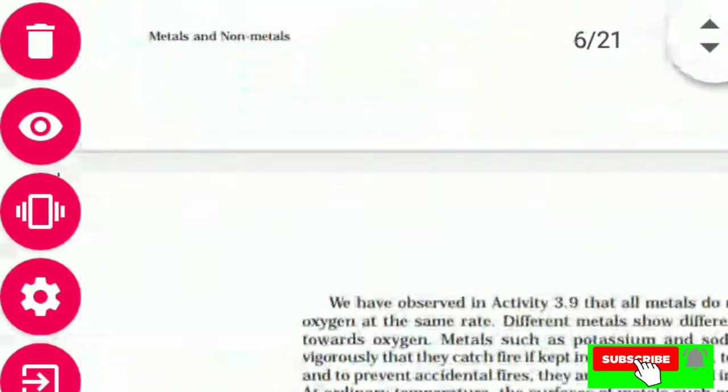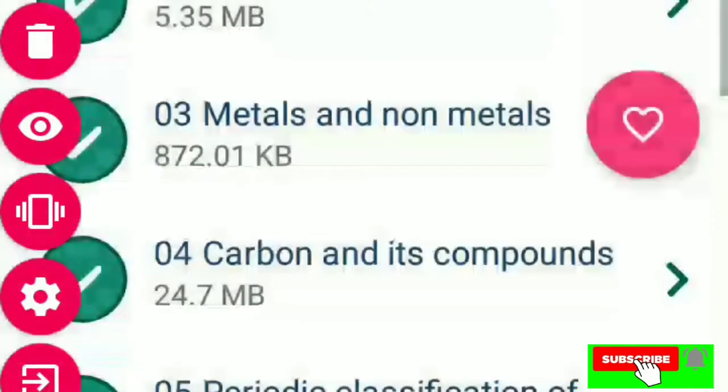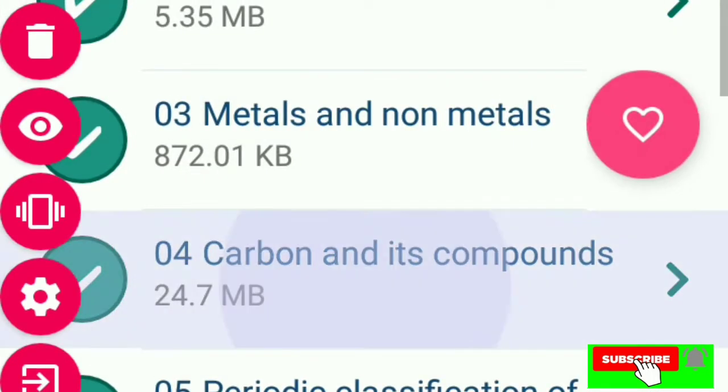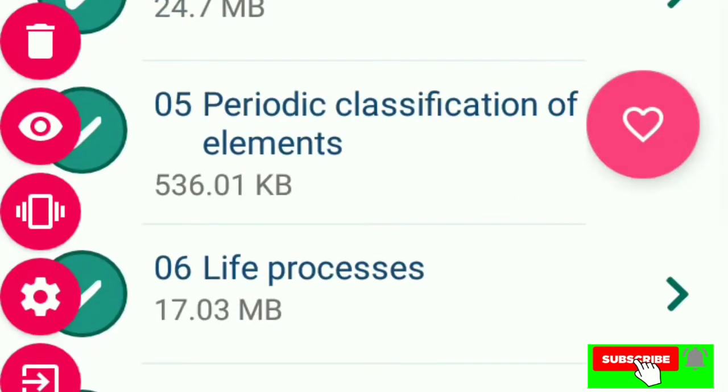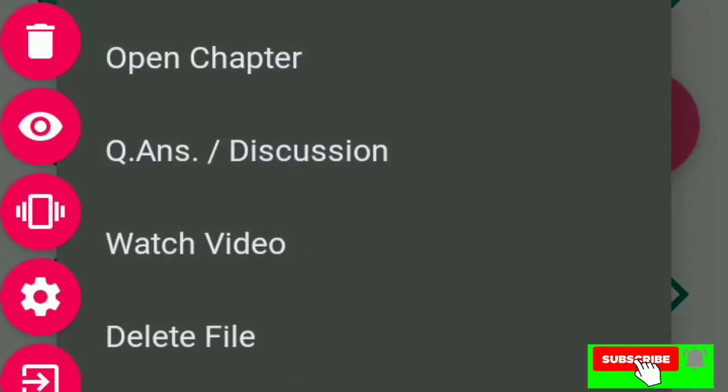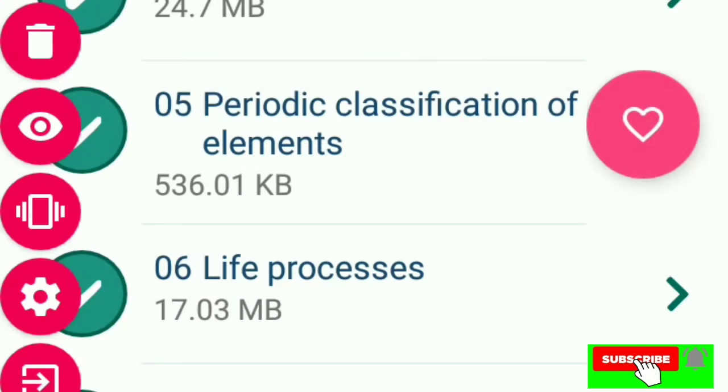Then there is carbon. It is taking time, so once it opens, carbon chapter. Periodic classification: in this chapter you will study periodic classification: hydrogen, helium, lithium, beryllium. There are different types of periods, the history of the periodic table, and the modern periodic table we have seen.